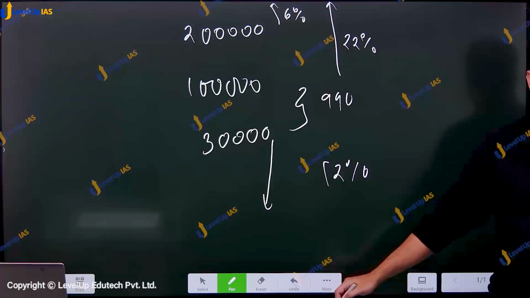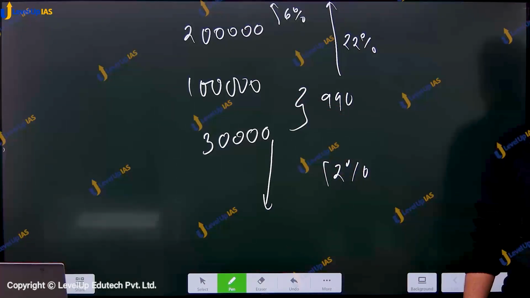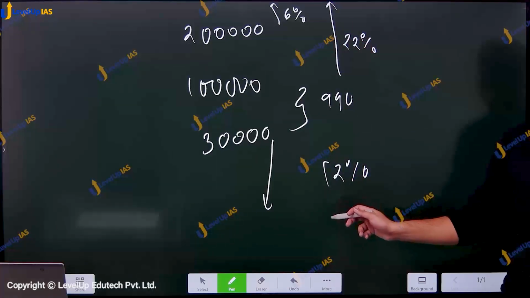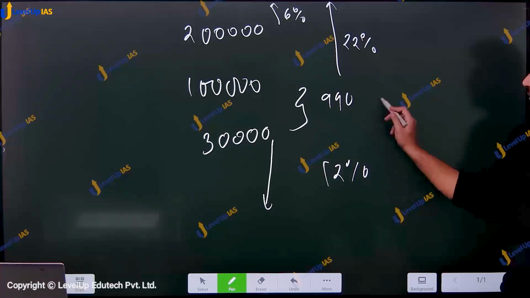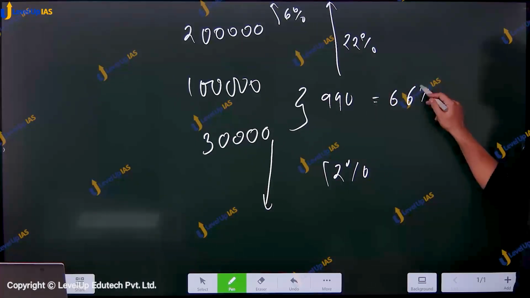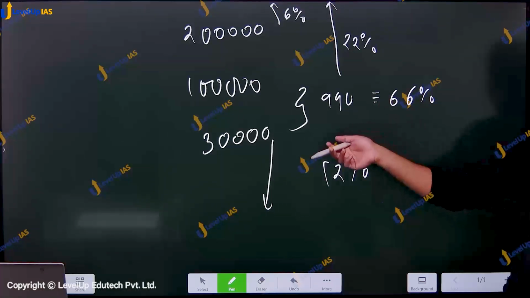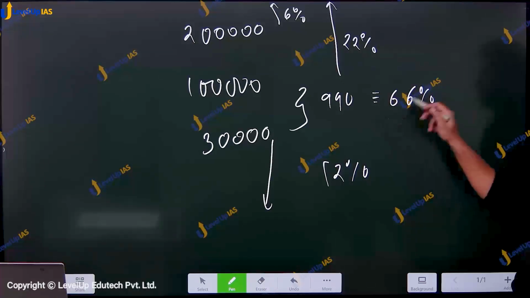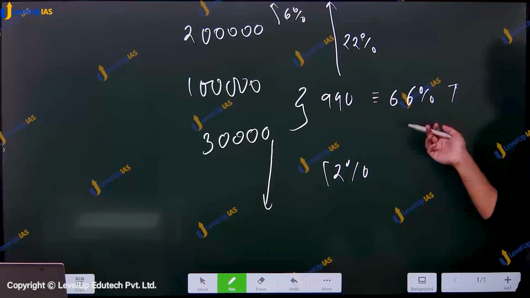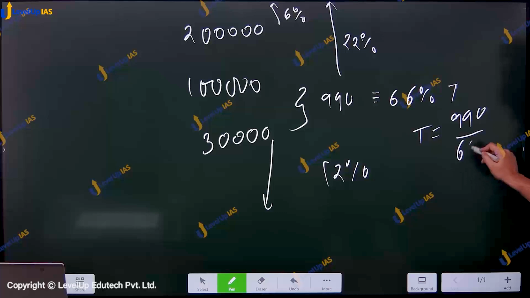So this is 22% above 1 lakh. This is below 30,000, 12%. So how many people lie in this range? 100 minus 22 minus 12, 66%. So this is equal to 66% households. So what are total number of households? If 990 is 66% of total, what are total number of households? Total is equal to 990 divided by 66 into 100.